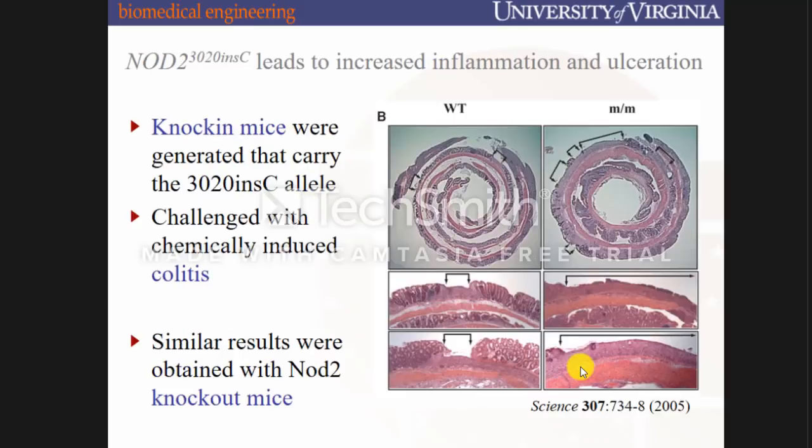So what folks did next is they tried to use animal models to figure out if we alter NOD2 expression or the form of it, how does that relate to Crohn's disease?